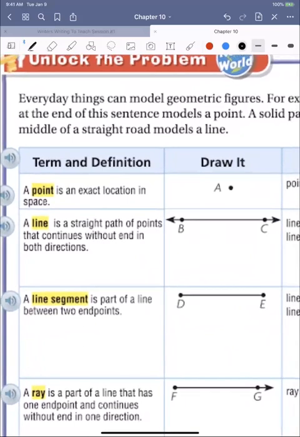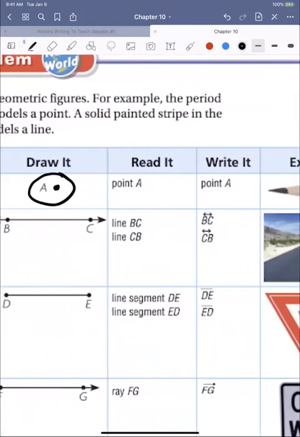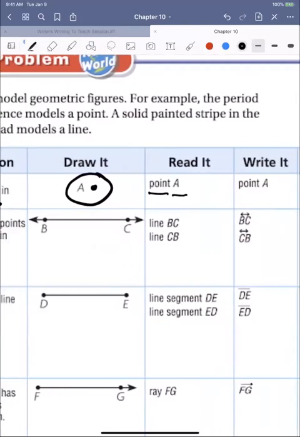A point is the exact location in space. The example they give us is point A. You can see it's literally just a point. So a point is an exact spot in space. When we read it, we say point A. If it had a C by it, I would read it as point C. If it had a V, I'd read it as point V. But here we have A, so it's point A.